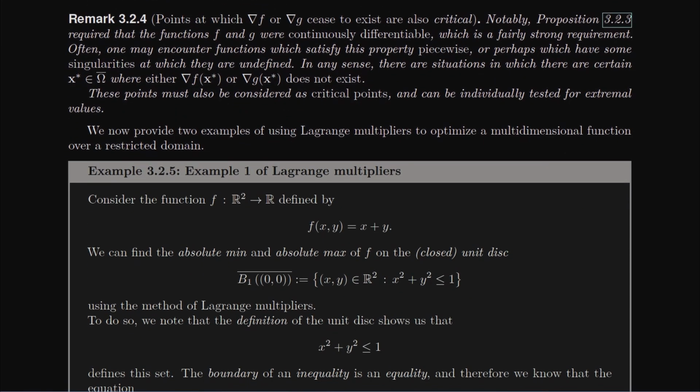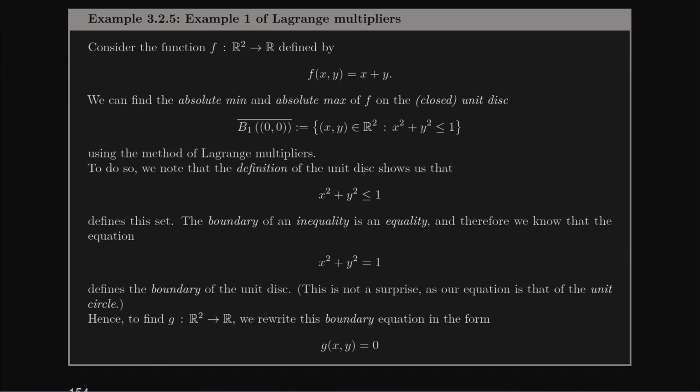I do have a remark which says any point where the gradient of the function or the gradient of the constraint ceases to exist is also going to be a critical point. This is just like the absolute value function in Calculus 1. It can be a local minimum, even though the derivative doesn't exist there. We're only going to work with differentiable functions in this class, but keep that in mind in case you're applying this to non-differentiable functions some other time.